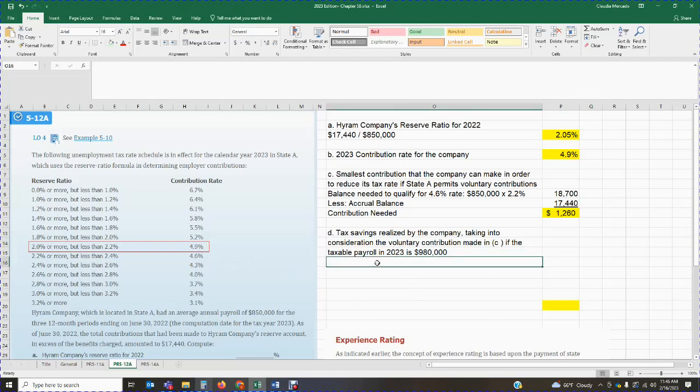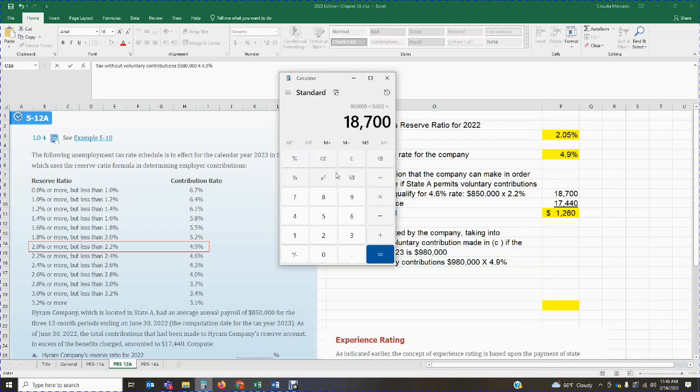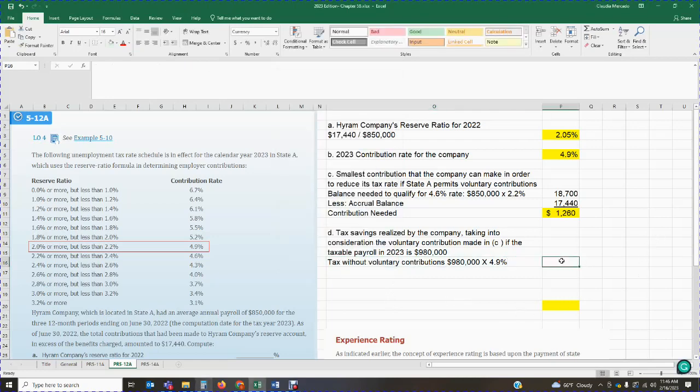Let's first start off with the tax without the voluntary contributions. If we had not contributed, we would have paid on $980,000 as our average payroll, and we were at a rate of 4.9% originally. That is what we were originally paying. 980 is the new average payroll times 4.9%, our old rate. We would have paid $48,020 in SUTA. That is how much we would have contributed into our account.